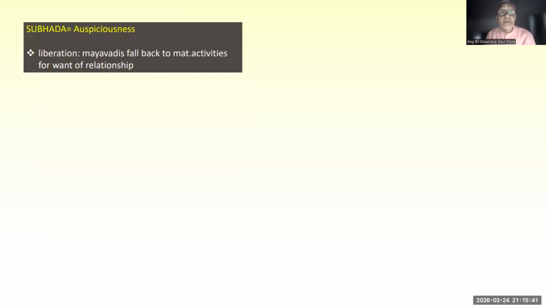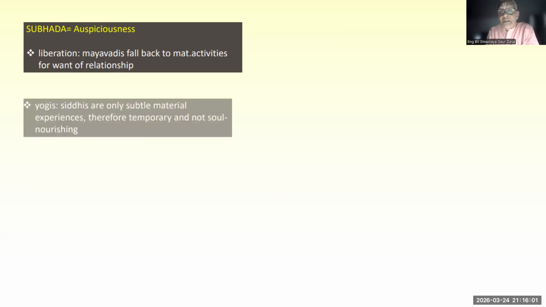Now, second, within Shubhada also, regarding liberation, Mayavadis fall back to material activities for want of relationship. We have already discussed that because there is no activity in Sayuj Mukti, which Mayavadis are looking at, there is no rasa. So as soon as the punya karma comes to an end, or the balance is nil, they return back to the cycle of birth. Yogi siddhis are the same. They are also material experiences. When the punya karma ends, they enter into the primary misery, that is the cycle of birth and death, old age, disease.